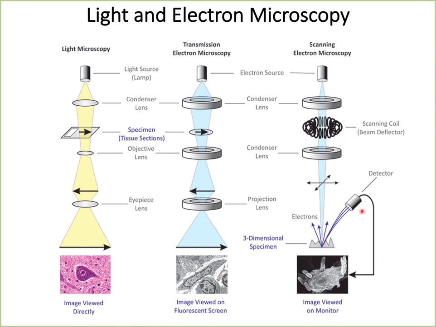When the detector is detecting the beam, if the topography is deep, the electron will take a little longer to travel to the detector compared to a surface that is a little bit faster. So basically, by doing this scanning, you can get a three-dimensional image of the sample.